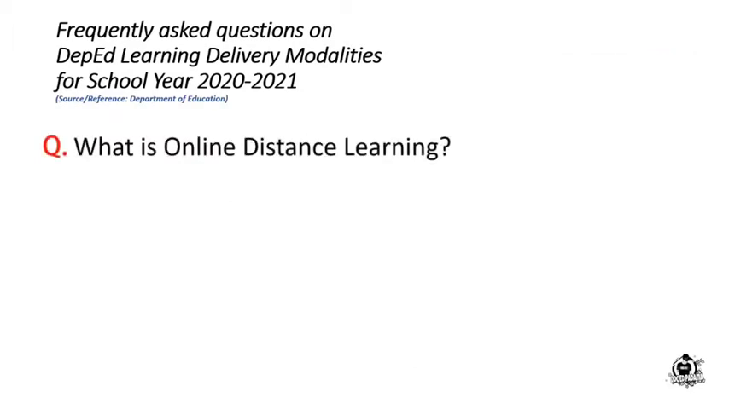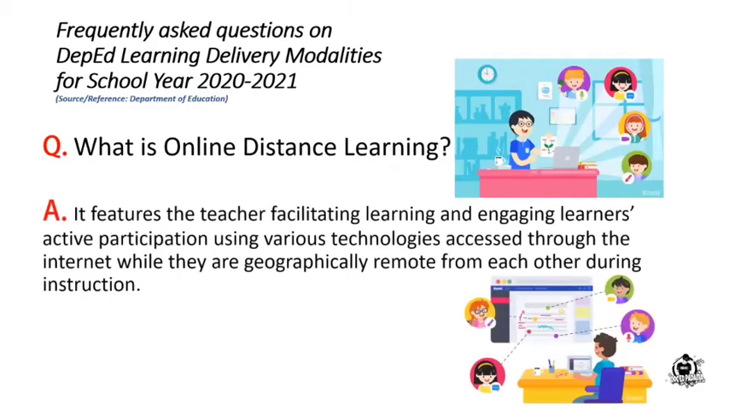Moving on to our next question, what is online distance learning? Distance learning is a feature where the teacher facilitates learning and engages learners' active participation using various technologies and devices in order to access information through the internet while they are geographically remote from each other during instruction. One of the most common devices used to access information given by the teacher are cellular phones or cell phones.